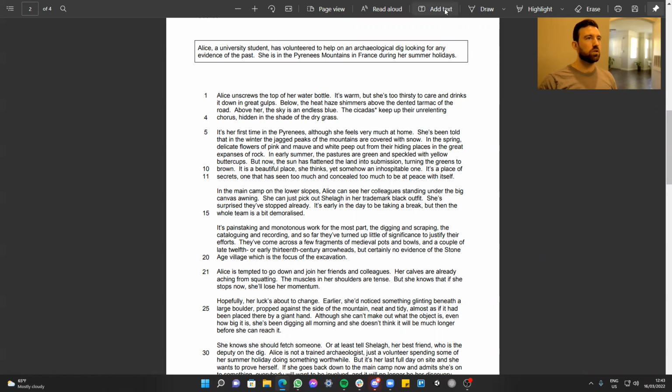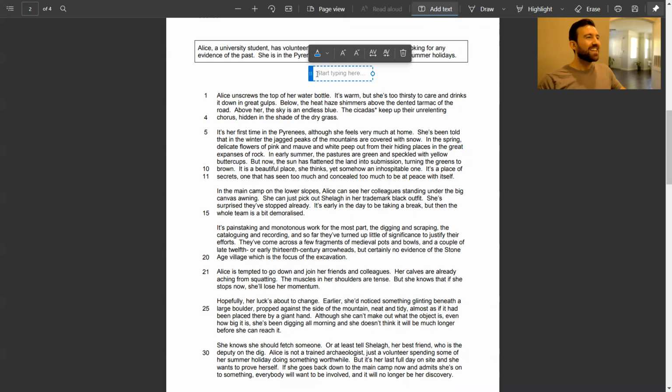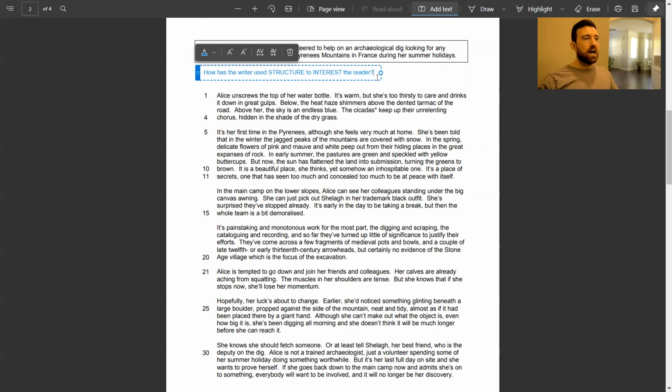The question 3 question is always going to be, how has the writer used structure to interest the reader? Okay, it's 8 marks, so it's not very long. And so I recommend 2 paragraphs. And what I recommend you do is you use something called FOPS.